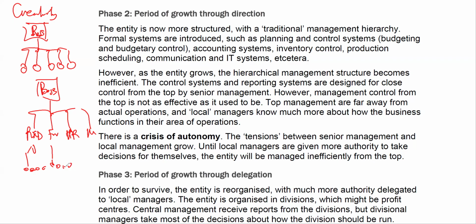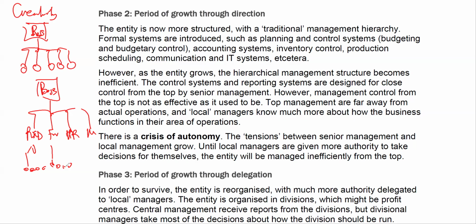So what happens is that the control system and the reporting systems are designed initially for close control from the top by senior management. However, management control from the top is not as effective as it used to be, right? Because now there are various channels through which you have to transfer. And there's no autonomy. So top management are far away from actual operations, and local managers know much more about how the business functions in the area of operations.